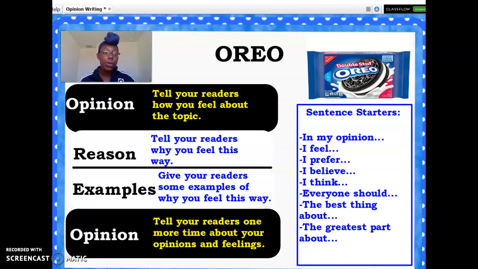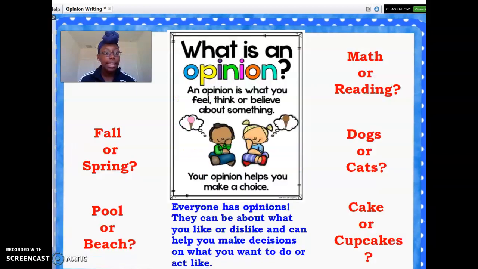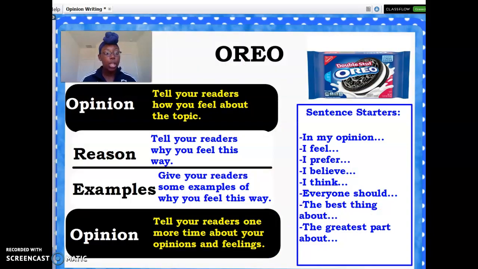Awesome. So now I'm going to go through what each means. An opinion part is the first part of your graphic organizer. In this part, you're going to tell your readers how you feel about the topic. Remember, I said an opinion is what you feel, think, or believe about something. So in the first part of your graphic organizer, you're going to tell your readers how you feel about a topic. That's the opinion. Check.